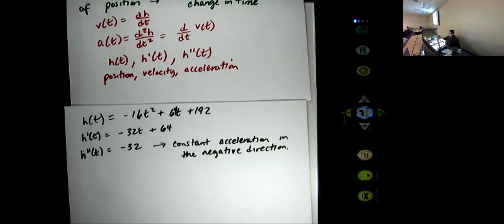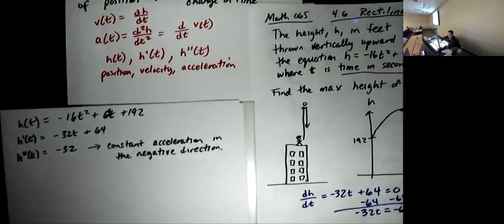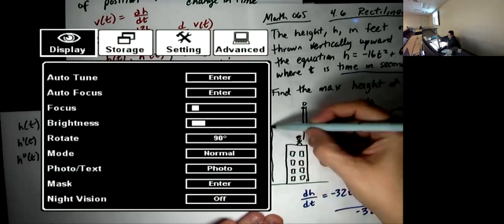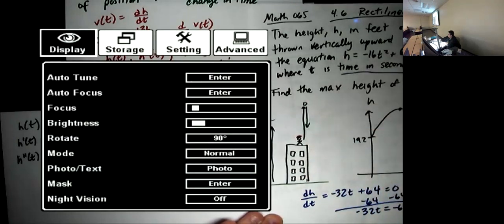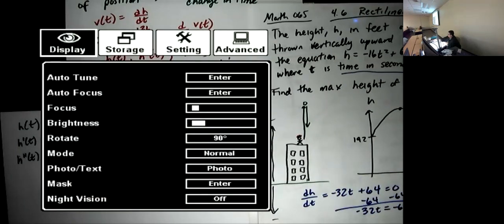If we look at how I drew the building and how we tend to do the y-axis, up is positive and below ground is negative, so downward is negative.